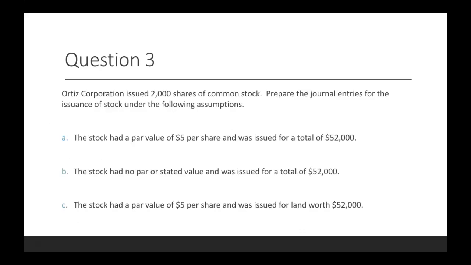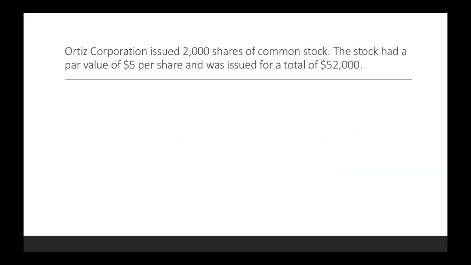So question number 3. Ortiz Corporation issued 2,000 shares of common stock. We need to prepare the journal entries for the issuance of that stock under the following assumptions. So we had a par value of $5 per share, no par or stated value, and then a par value of $5, and it was issued for land. So let's first work on saying that the stock had a par value of $5 per share and was issued for a total of $52,000.